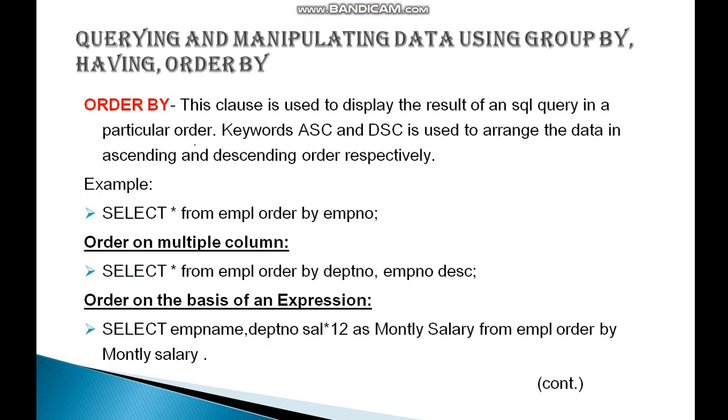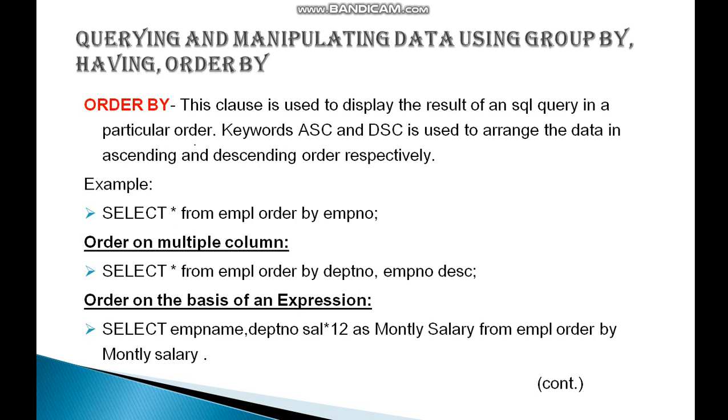Okay, so the next topic is order by. Order by is used for arranging the data in a certain order. Means after executing any SQL command, if you want to display the records in a certain order, then we use the clause order by. There are two types of ordering, and all of you know about ascending and descending.